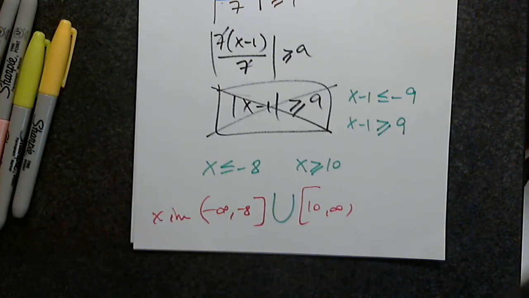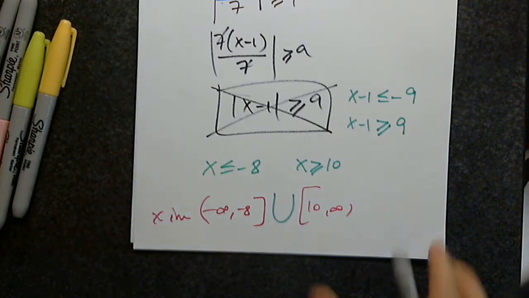Okay, so if this original inequality was the absolute value, but it was less than, then it would have been between negative 9 and 9. Much easier because I can put both together and solve at the same time. So if it's less than, it's much easier. But if it's greater than, I have totally separate inequalities to solve. One less than negative 9 and the other one greater than 9. Is this clear? Any questions?